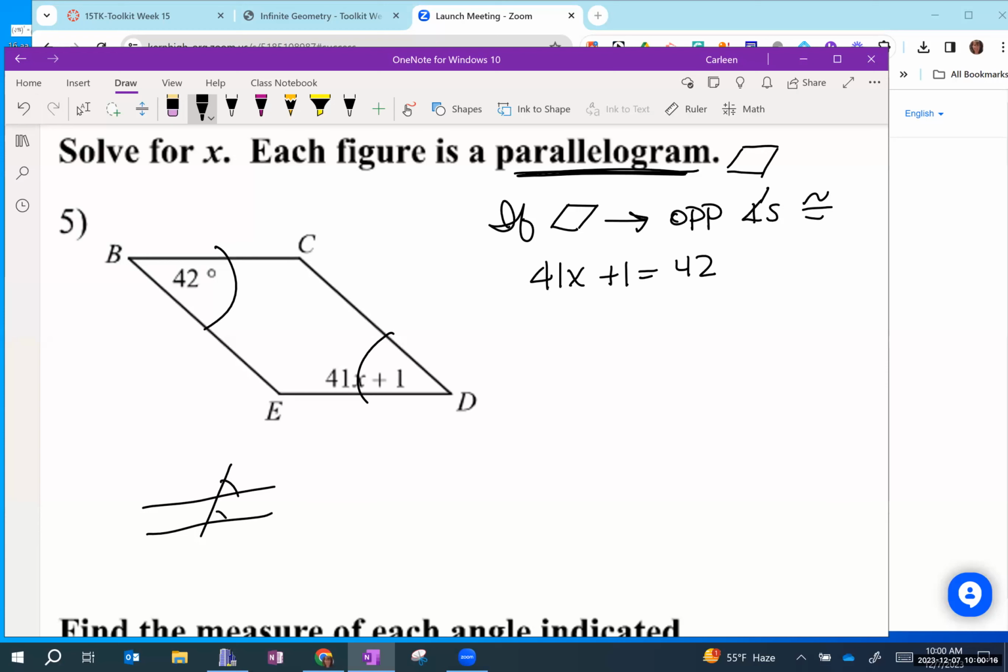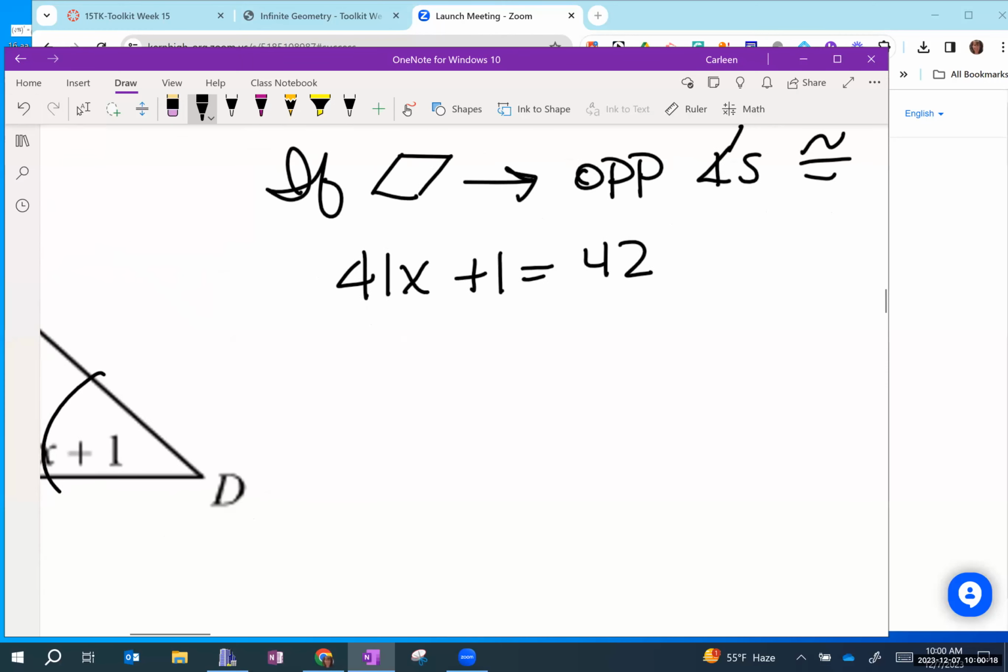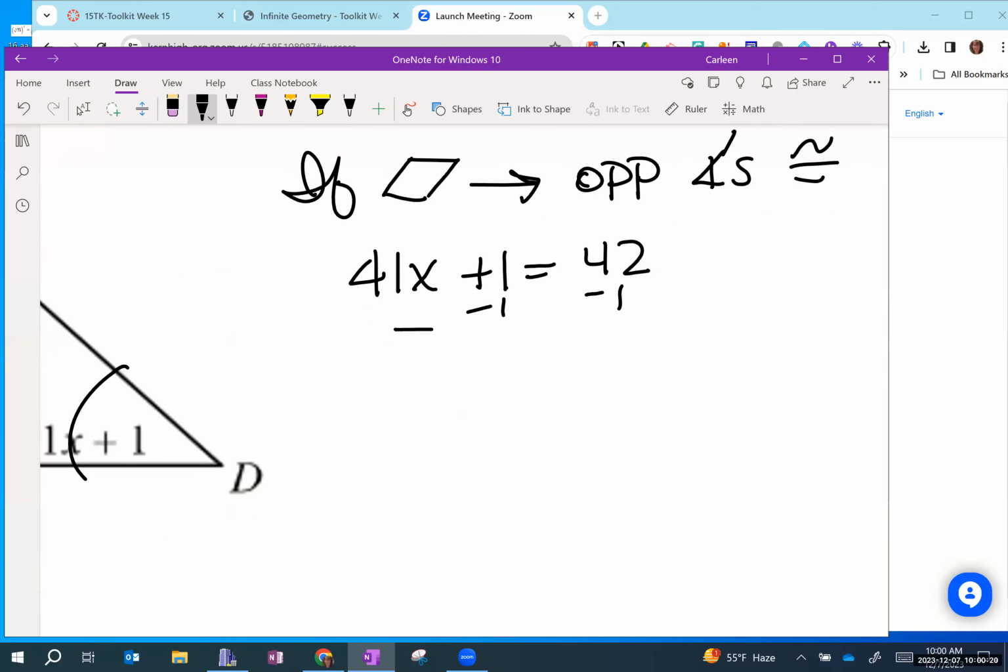Now we're going to solve. Subtract 1. 41x is equal to 41. And divide. X is equal to 1. Okay, opposite angles are congruent.